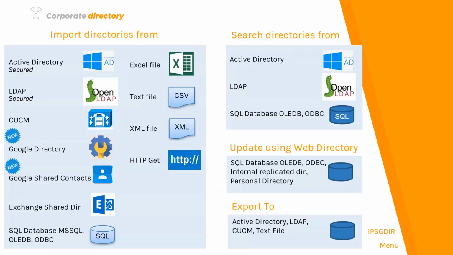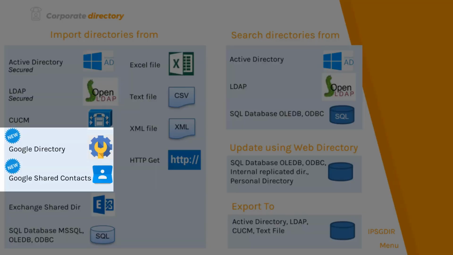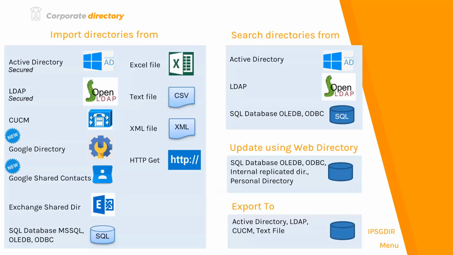So with our corporate directory, we support the following directories. We can pull in the contacts from AD, LDAP, Call Manager. A new feature that we've added is the Google directories, which we're able to import, and also the Google Shared contacts. And so forth, you can see we can also use Excel files, text files, and so on.